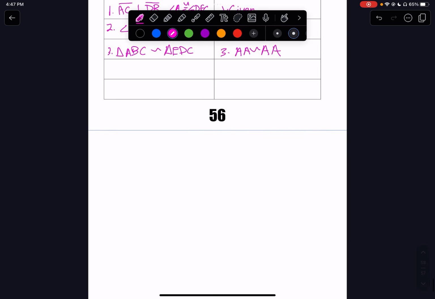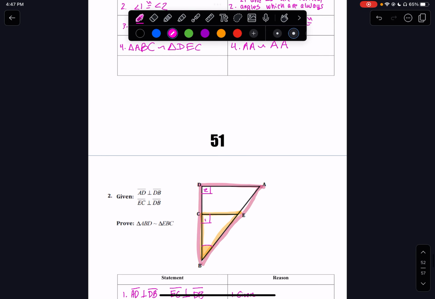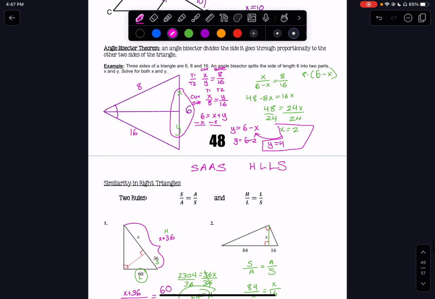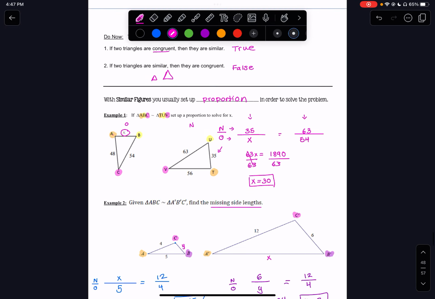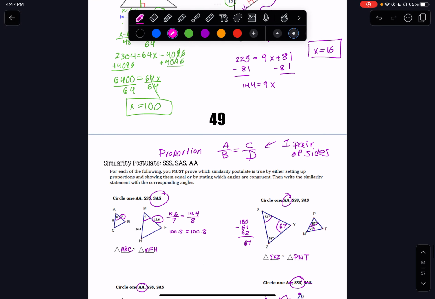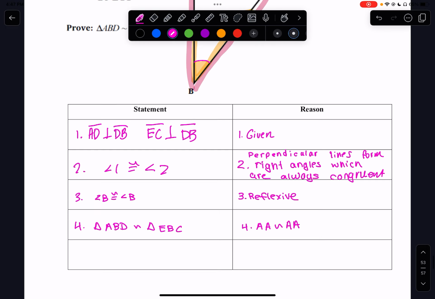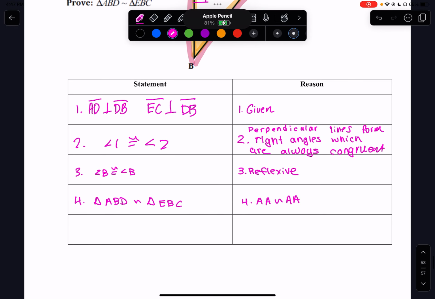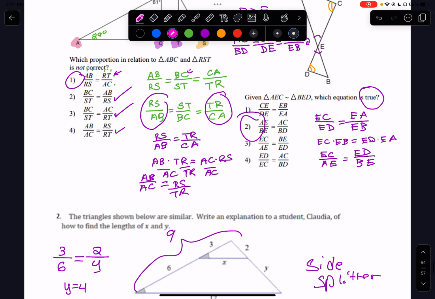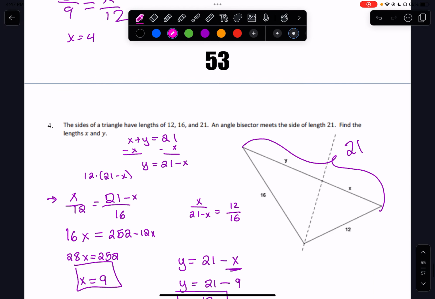And that is the end of the review for this test. Use the review sheets, use the quizzes posted online, use all of the resources, go back, try problems again, make sure that you're able to do all of the learning targets based off the exit tickets to make sure that you're all prepared for this test.